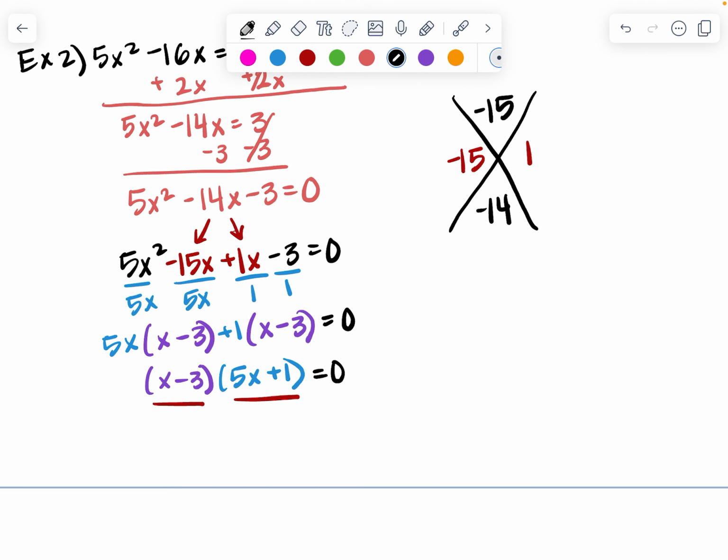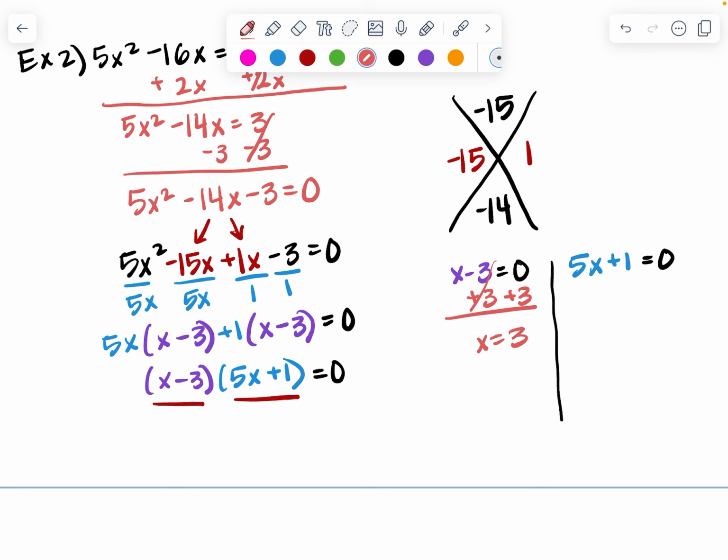So either x minus 3 equals 0 or 5x plus 1 equals 0. So we will end up with two solutions. x equals 3 and x equals negative 1/5.